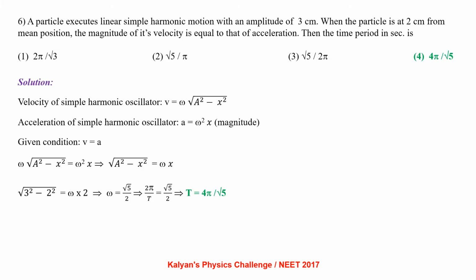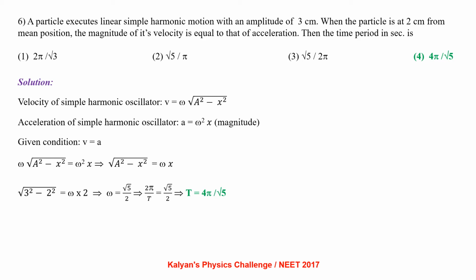A particle executes linear simple harmonic motion with an amplitude of 3 cm. When the particle is at 2 cm from mean position, the magnitude of its velocity is equal to that of acceleration. Then time period in seconds is.